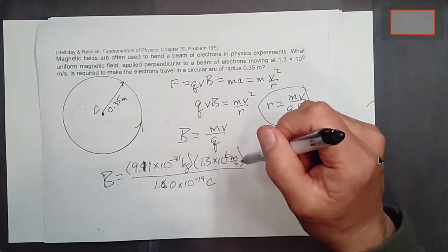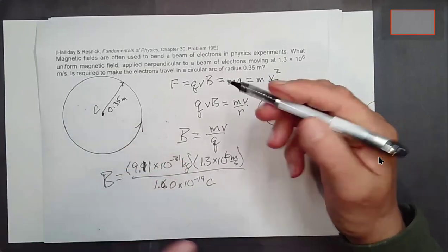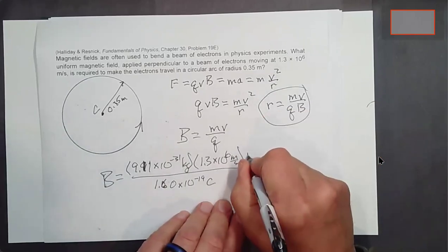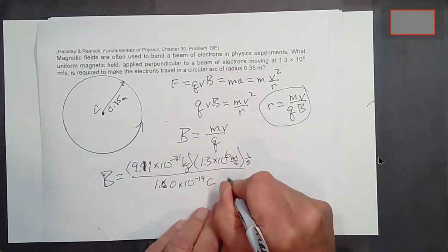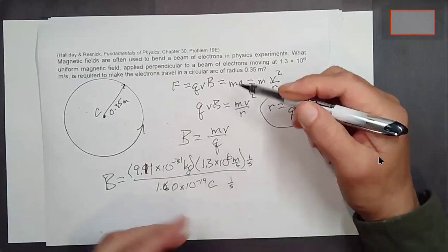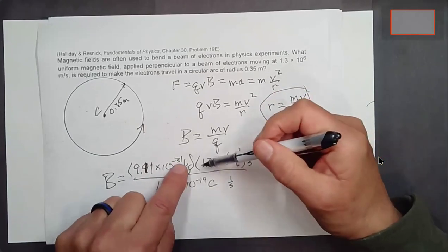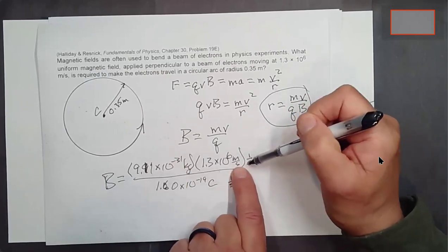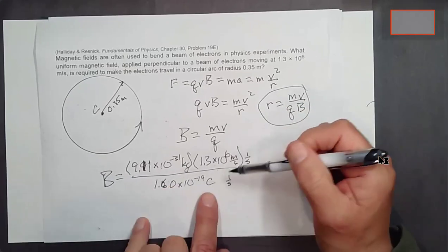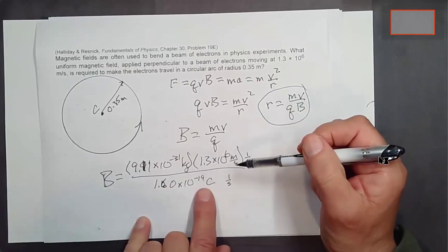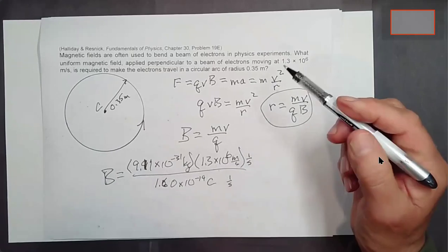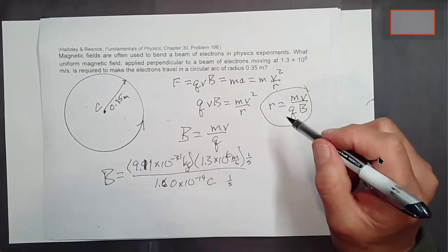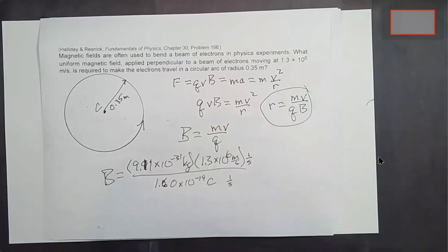I'm wondering, let's see, oh, I know what I need to do. I need to multiply top and bottom by 1 over a second. Why do I do that? Well, on top, I'll have a kilogram meter per second squared that way, which is a Newton. And on the bottom, I'll have a coulomb per second, which is an amp. But I need a Newton per amp meter. Let's see. Did I mess up something here?